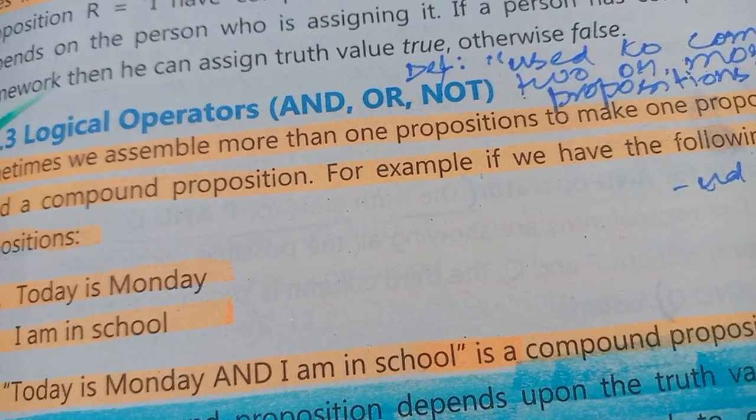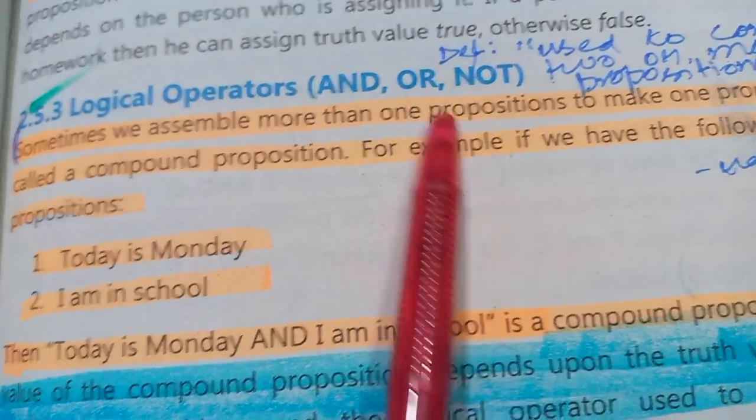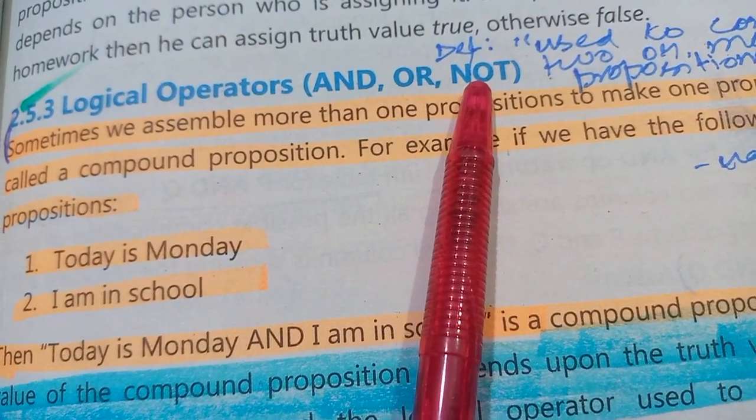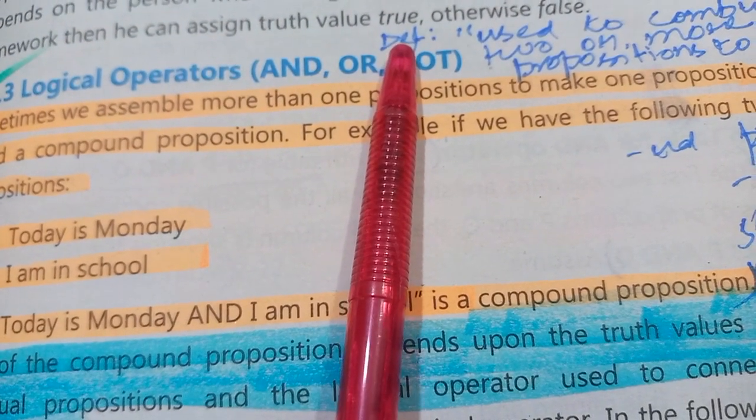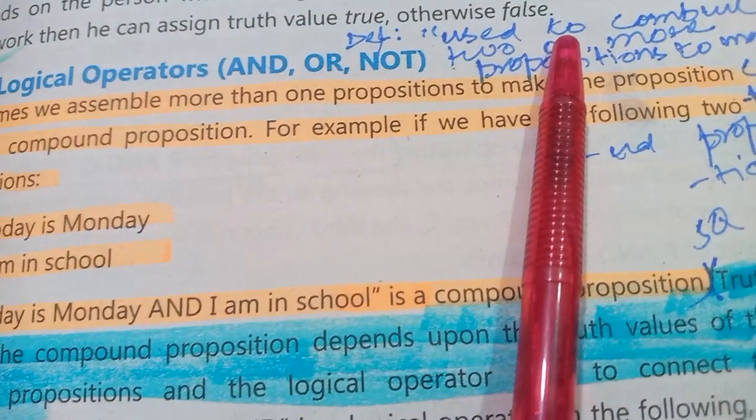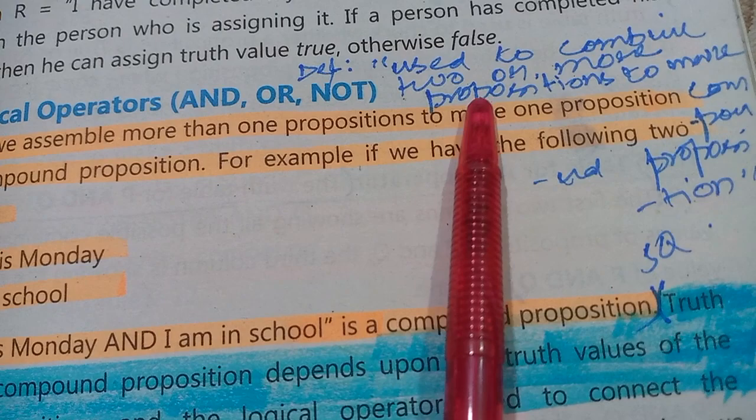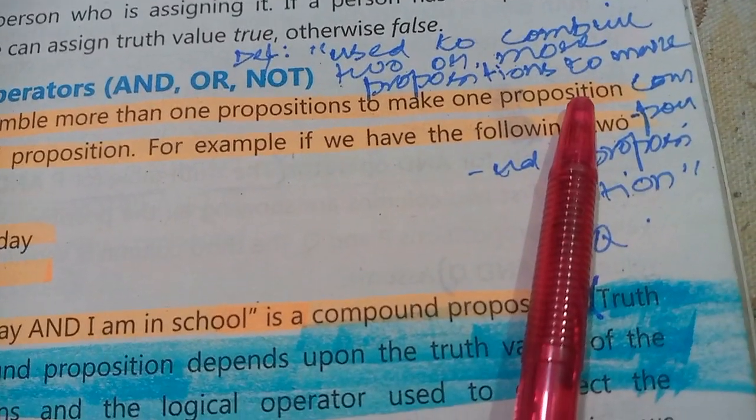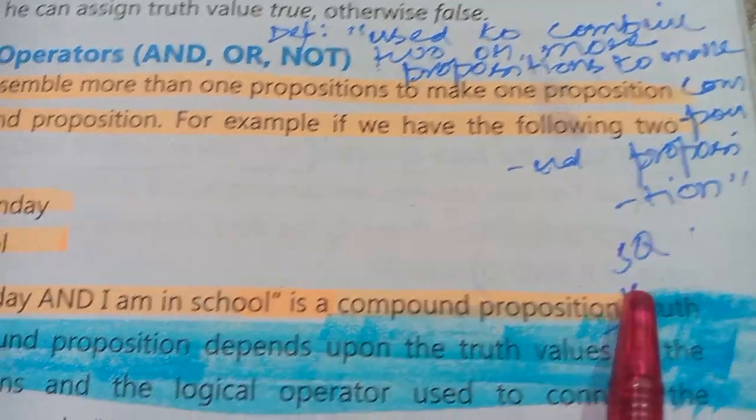If this question is not asked as a long question, then obviously one of these operators can be asked as a short question. So what is the definition of an operator? An operator is used to combine two or more propositions to make a compound proposition.